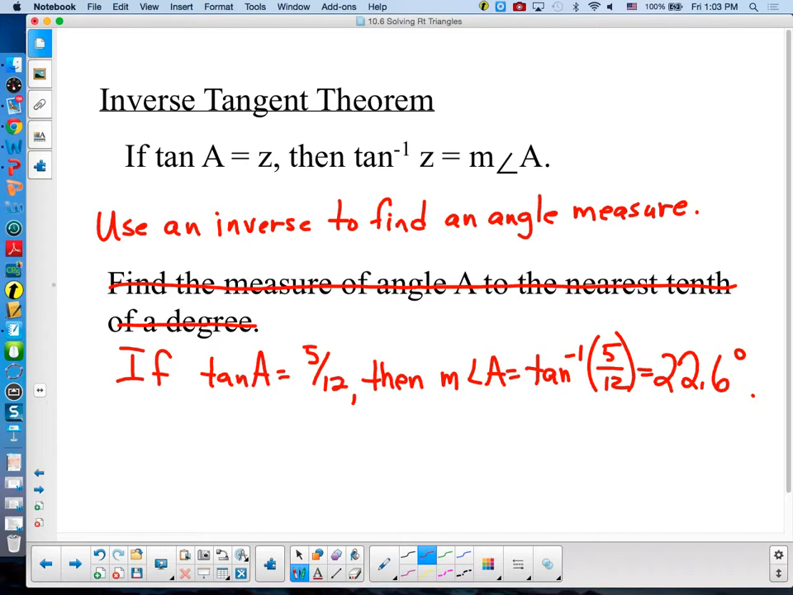Does that help make sense out of what the notes are saying? I think some of the problems on your homework will say, find the angle, and it'll say the tangent of A is 5/12. So you're supposed to find the angle. So this is what you need to do to find the angle. Morgan?